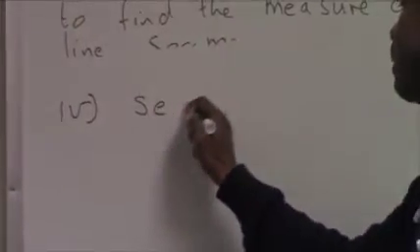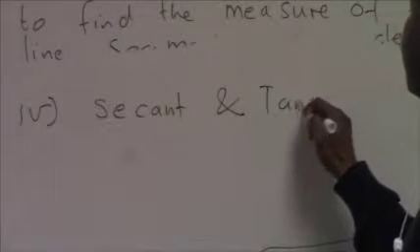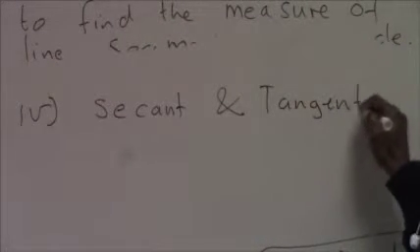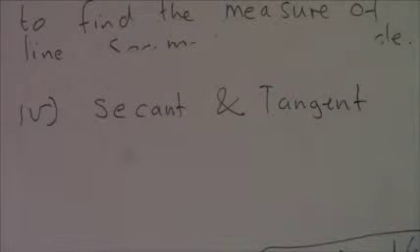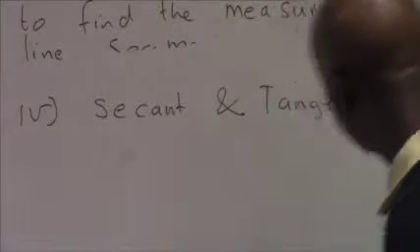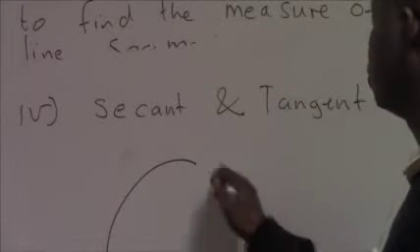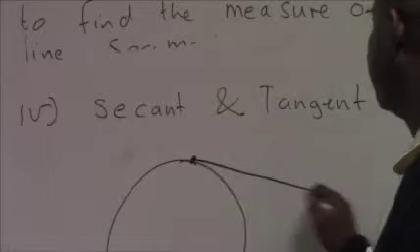It says secant and a tangent. So let's go again and get rid of this. Let's go again and draw our circle. Let's put a point right here.